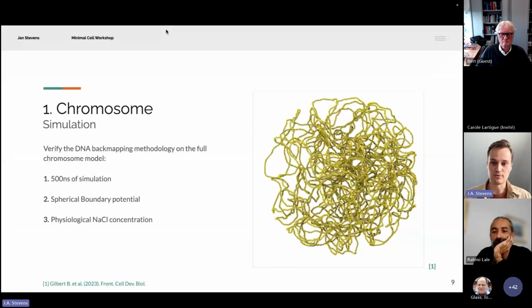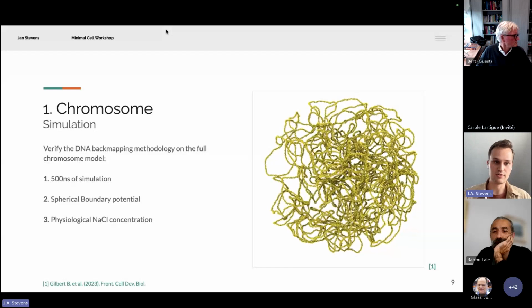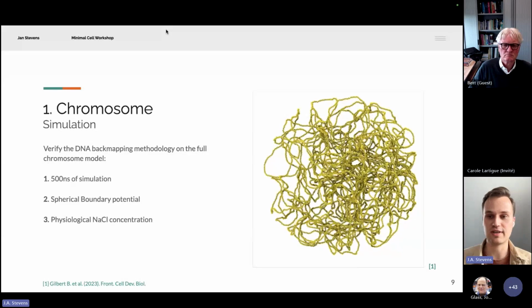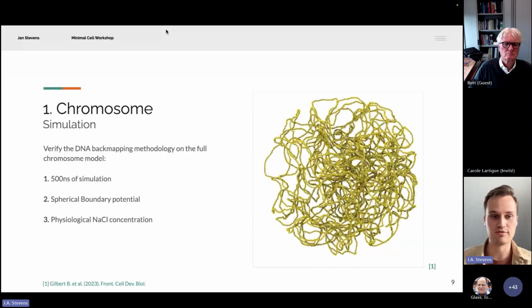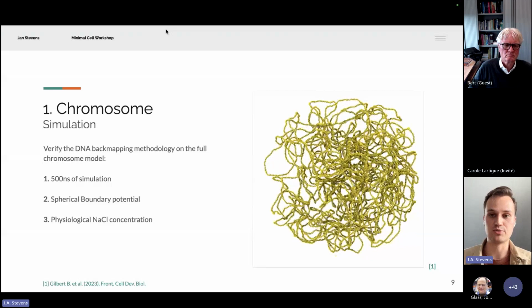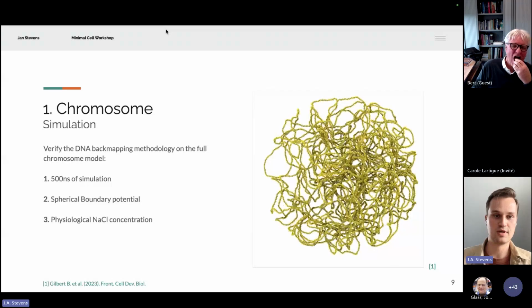But to validate our model, we ran the simulation and we looked at how fast these individual base pairs diffused and also how bendy the chromosome is. So we calculated a quantity called the persistence length to quantify this bendiness. And the values we got out were quite close to what you would expect from a real chromosome. So this validated our process.